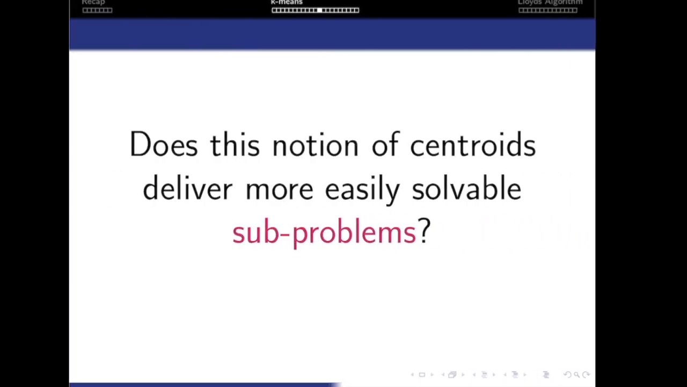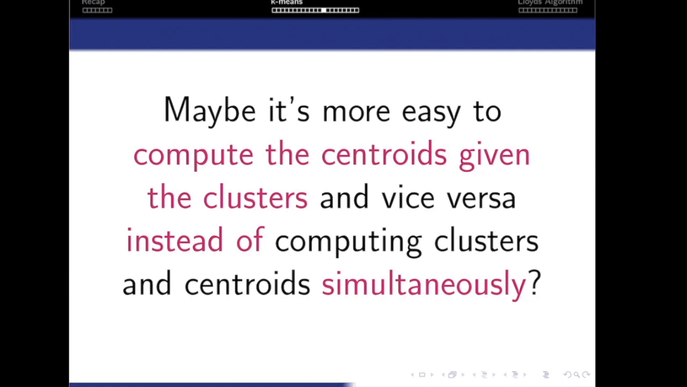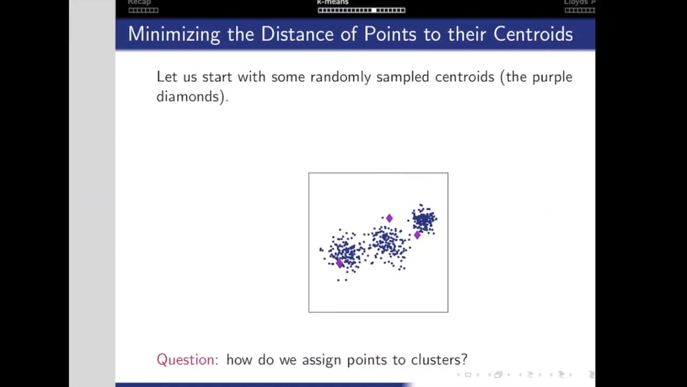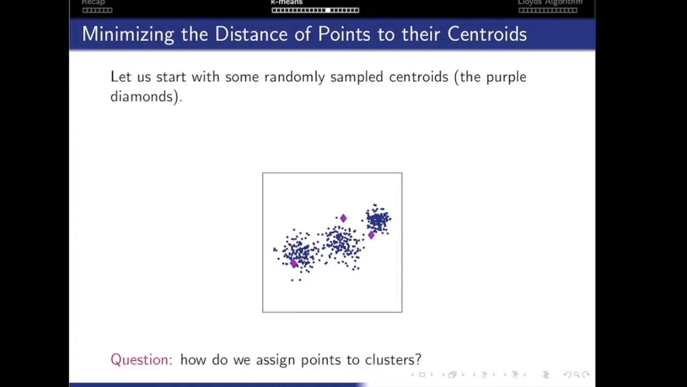Okay, does this notion of centroids now deliver more easily solvable subproblems? Maybe it's easier to compute the centroids given the clusters and vice versa, instead of computing clusters and centroids simultaneously. So the centroids are defined in our objective, right? We know how to calculate them, and we want to minimize the distance of points to their centroid. That also does not seem like a very difficult task. Okay, well, let's go through an example.